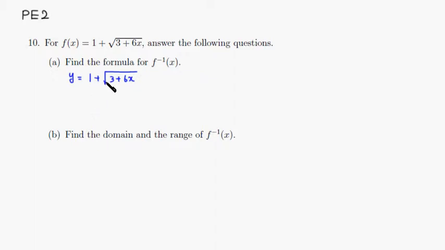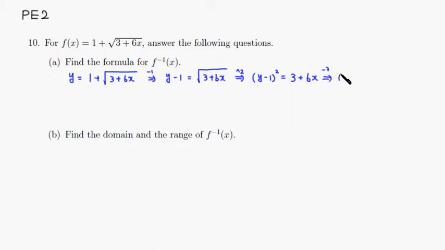Right, so we're going to solve for x. First we're going to subtract 1, so you have y minus 1, and the 1's gone. So it's the square root of 3 plus 6x. Now we have to get rid of the square root, so we're going to square both sides to get (y minus 1) squared is equal to 3 plus 6x. Now we get rid of 3, so I'm going to subtract 3 from both sides.